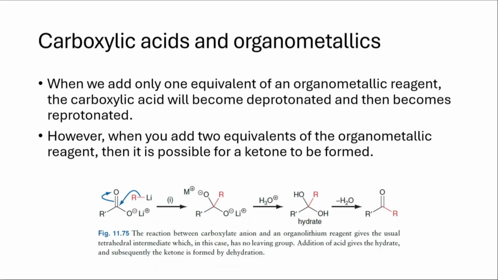So next I want to focus on carboxylic acids and organometallics. When we add only one equivalent of an organometallic reagent, the carboxylic acid will become deprotonated and then becomes reprotonated. However, if you add two equivalents of the organometallic reagent, it's possible for a ketone to be formed.